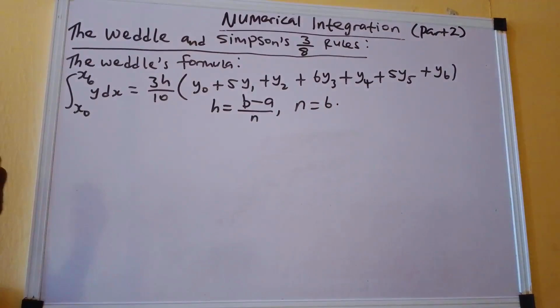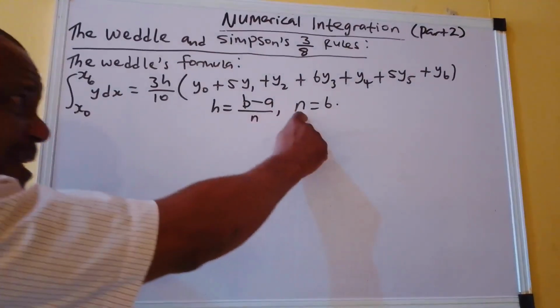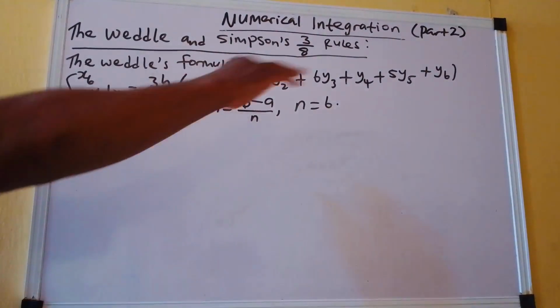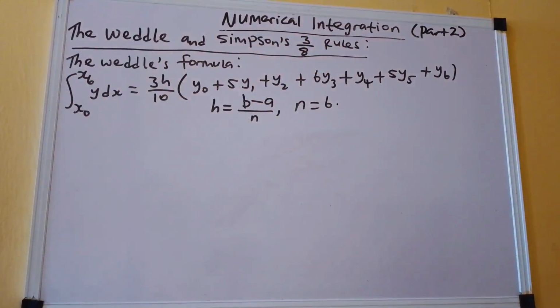This formula was derived from Newton's forward interpolation formula. When that formula was integrated and n was set to 6, they came about this formula. Weddle's formula was derived when n was equal to 6. Newton's forward difference interpolation formula was integrated, that polynomial was integrated and n was set to 6, and the result is this Weddle's formula you are looking at.